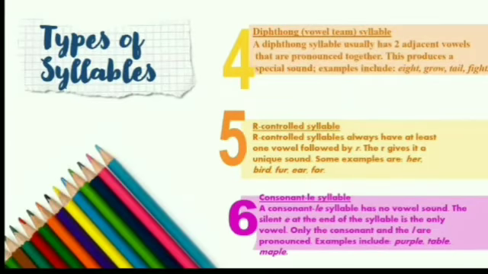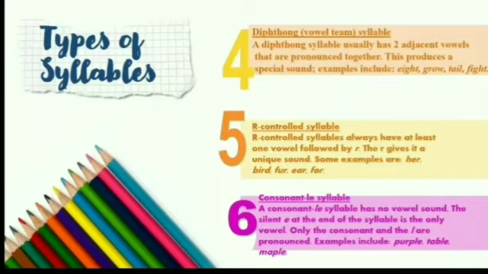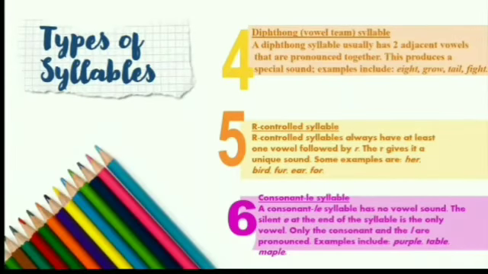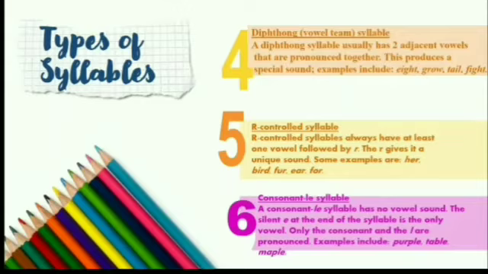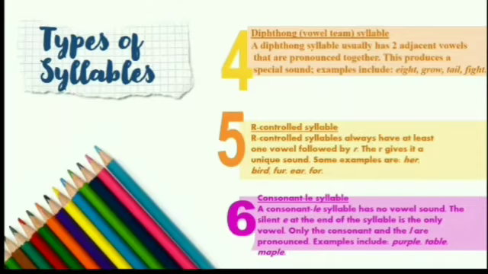And then number 5 is R-controlled syllable. R-controlled syllables always have at least one vowel followed by R. The R gives it a unique sound. For example, her, bird, fur, ear, and for. And the last is consonant L-E syllable. A consonant L-E syllable has no vowel sound. The silent E at the end of the syllable is the only vowel. Only the consonant and the L are pronounced. For example, purple, table, and mabel.